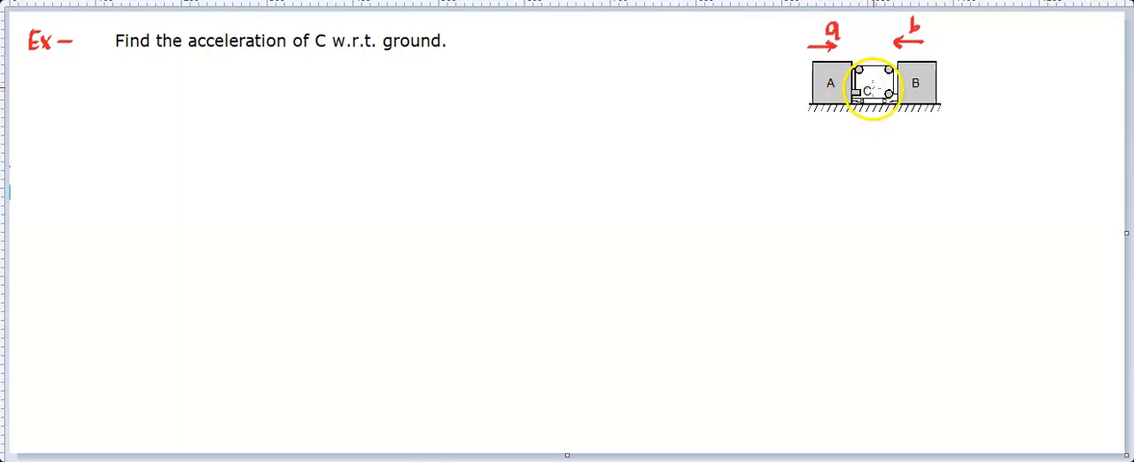And how the C is going to move, that's our concern point, and that's what our question is. We also need to find the C with respect to ground. So with respect to ground, how it's going to move, what acceleration it is going to carry, that's what we need to find.